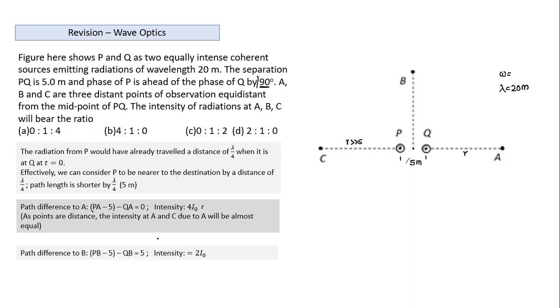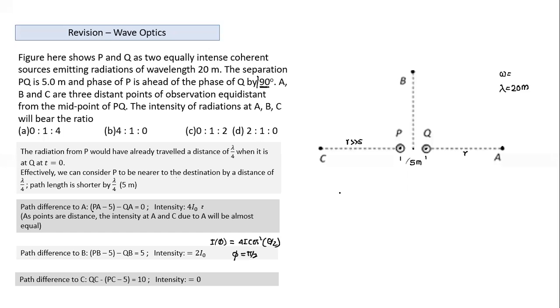5 meter is equal to lambda by 4, or in this case, phi is equal to pi by 2. If phi is pi by 2, what is the intensity corresponding to phi? Intensity is equal to 4 I naught cos square phi by 2. If I substitute here, I find the intensity comes equal to 2 I naught at point B, which is on the perpendicular bisector.